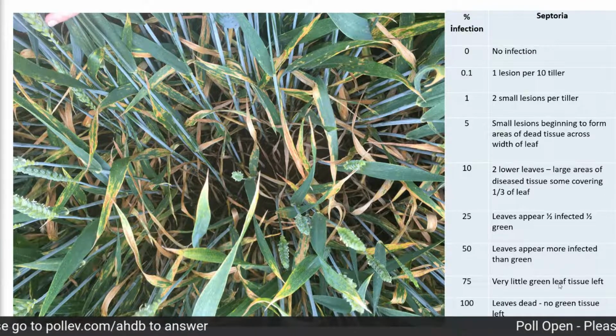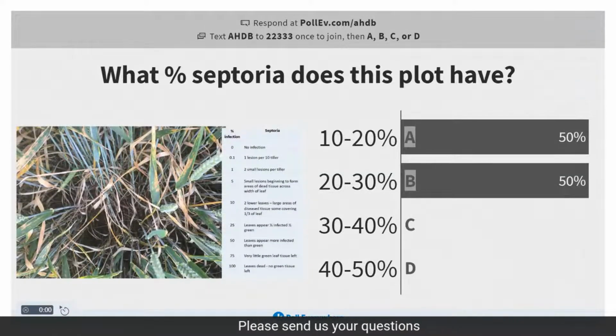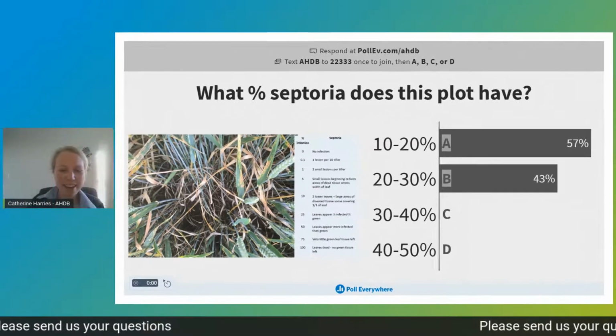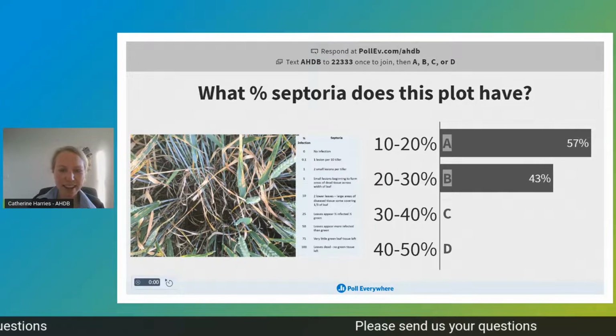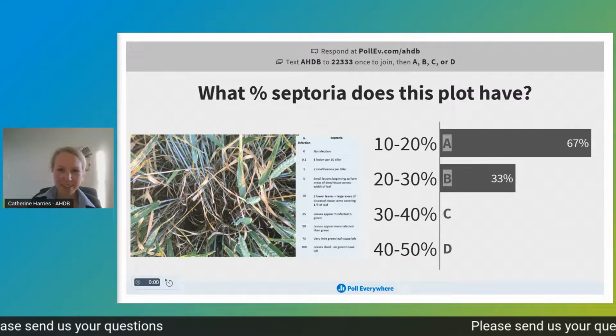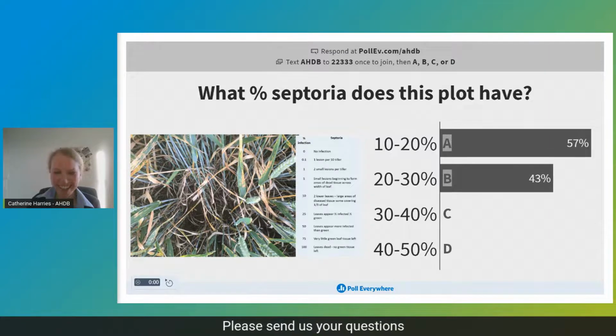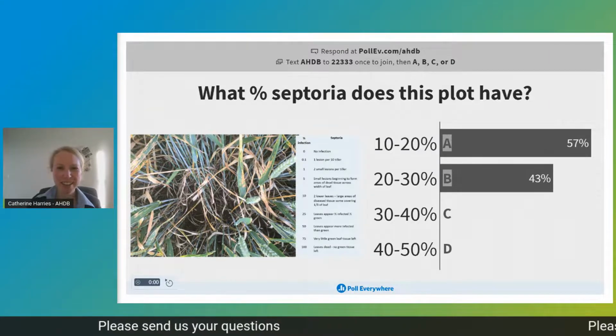Okay, if you've had enough time to do that, we can have a look at the results. So for the first picture, everybody gave it either 10 to 20% or 20 to 30% disease. Oh, it's moving. 10 to 20 looks like it's winning at the moment.